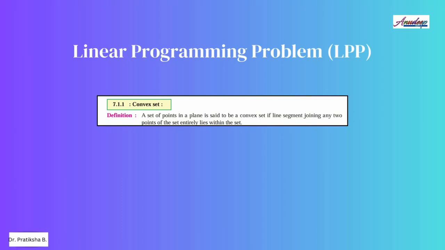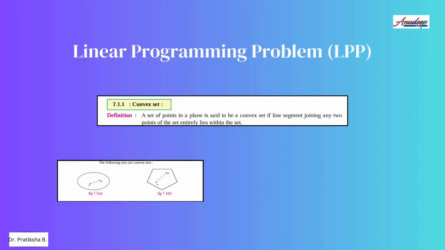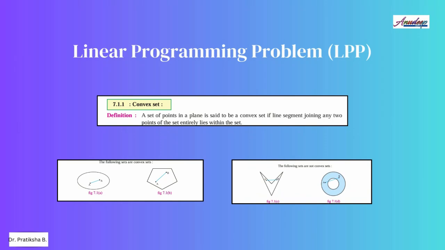Convex set is nothing but a set of points in a plane where the segment joining any 2 points of the set entirely lies in the set. So you can see on the screen there are figures given. When you are finding out the solution for the LPP, we are looking for the convex set, and that can be obtained by finding out the corner points, joining them and finding out the feasible region for the given problem under consideration.